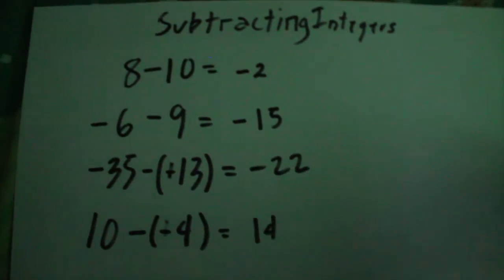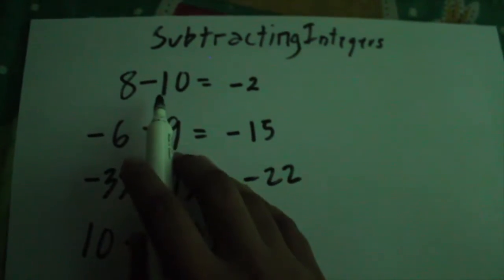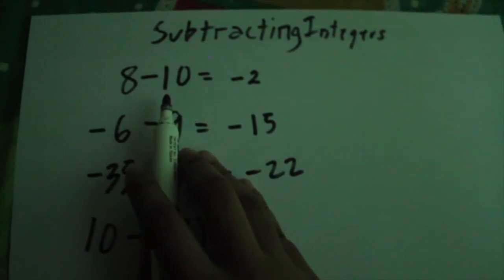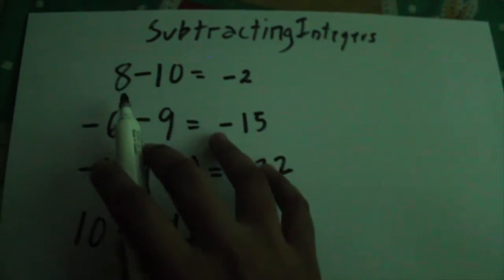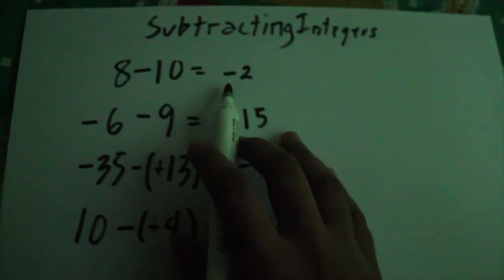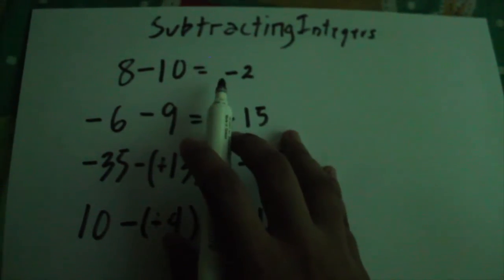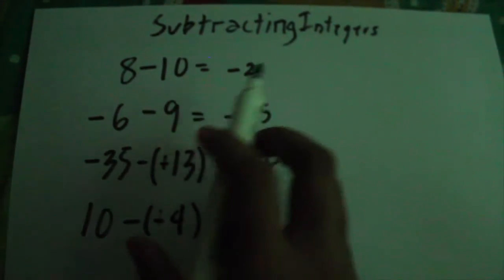In subtracting integers, we have a given of positive 8 and negative 10. The answer will be negative 2. Why negative 2? Because we subtract 8 and 10 and we get the sign of the higher number, which is negative 10. So it will become negative 2.